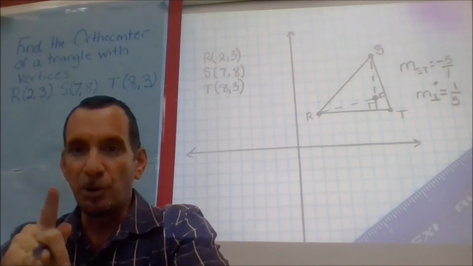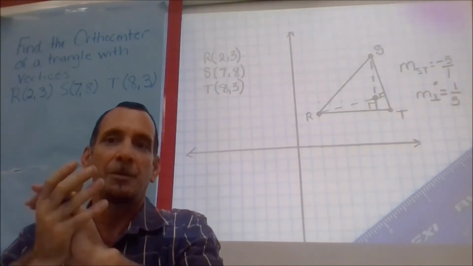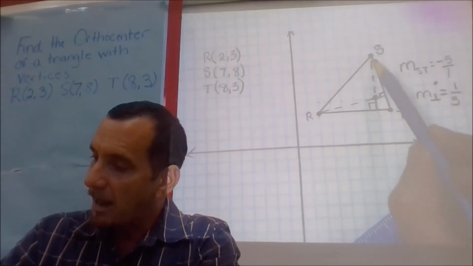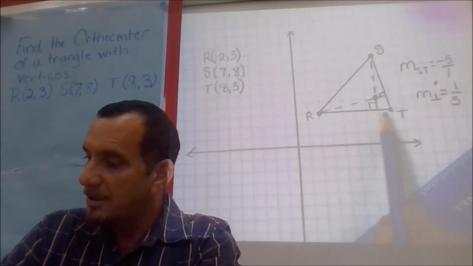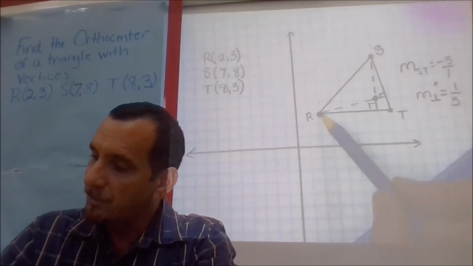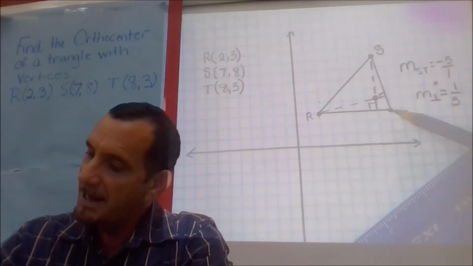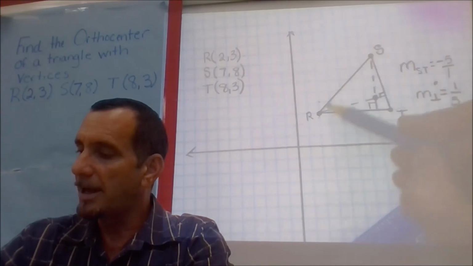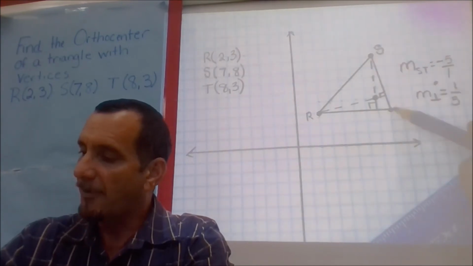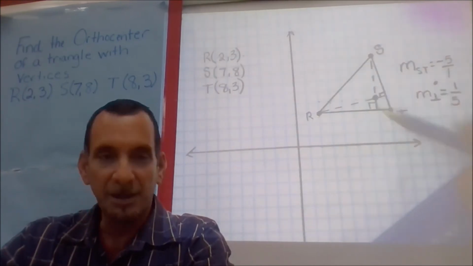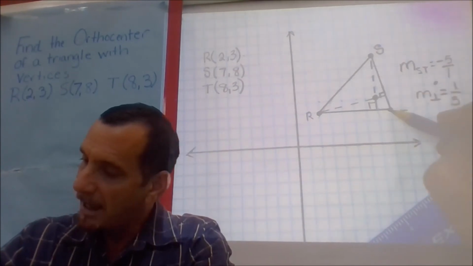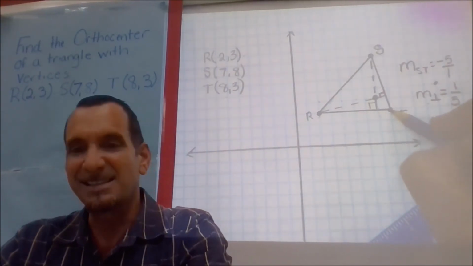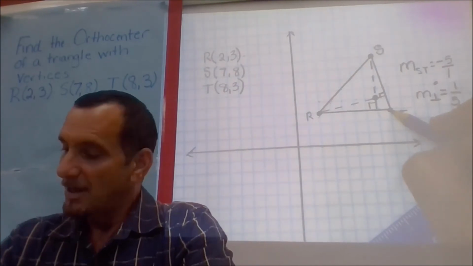But let's do the third one just to make sure we did it right. We want to make sure we've got that third one right. So I did the altitude from S to RT. I did the altitude from R to ST. And now I would like to go and find what is the slope of RS, and then find the slope of the perpendicular line to RS and start at its opposite vertex. It's the same process. So let's do that.